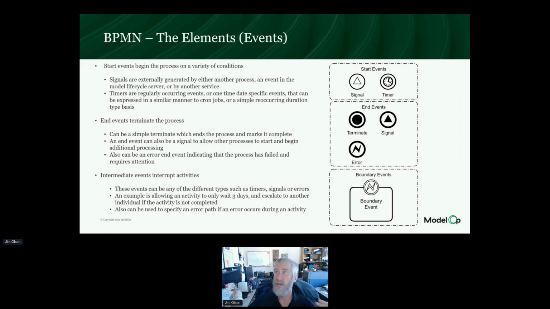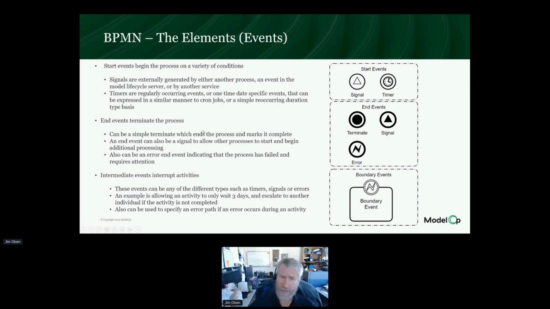Likewise, timers can be used to do something similar to a cron job, where you can specify a simple regularly recurring duration, like every 5 minutes. So you can start processes that may be looking across multiple models as to what to do. For instance, we'll be showing you later an expiration check, where we're looking for models that might need to be recertified. So you want those to occur on a regular basis.